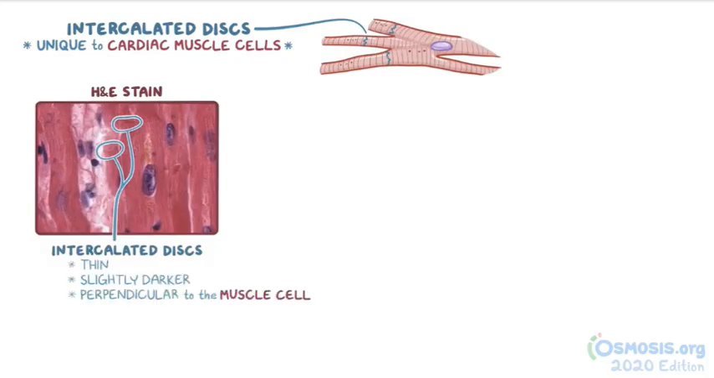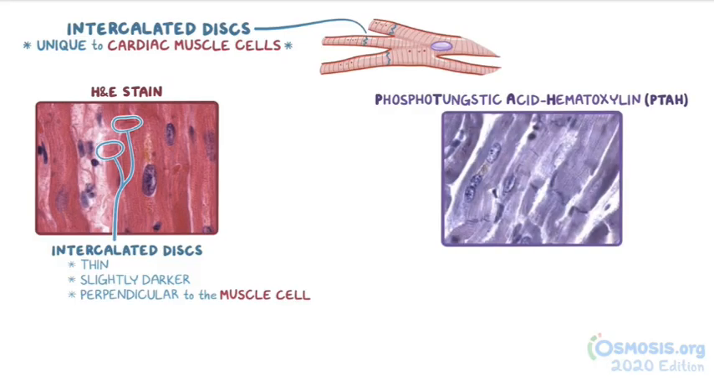of the muscle cell. In order to see the intercalated discs better, a section of tissue can be stained with a specialized stain such as phosphotungstic acid hematoxylin, or PTAH for short. Although both the cytoplasm and intercalated discs will stain purple, the intercalated discs will be a significantly darker purple in comparison to the surrounding cytoplasm.